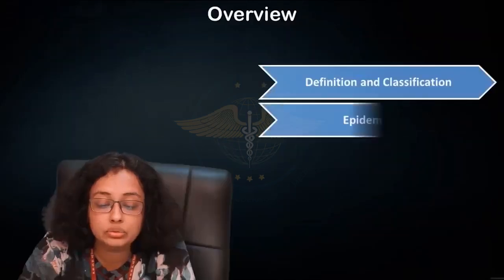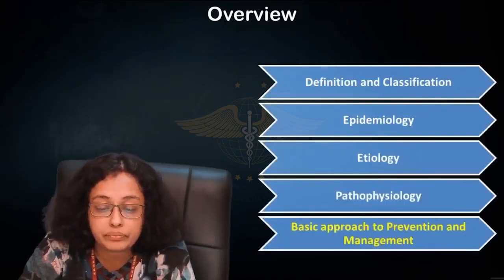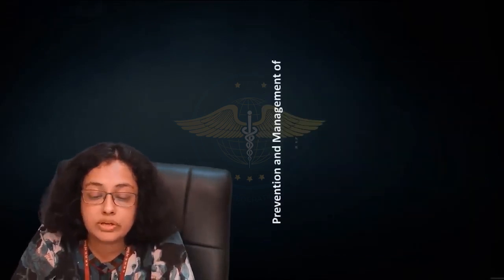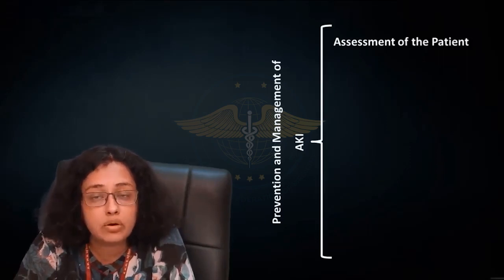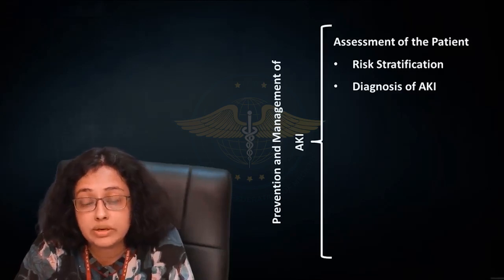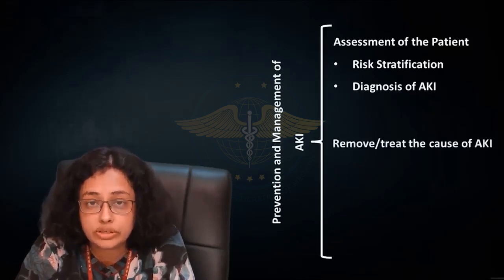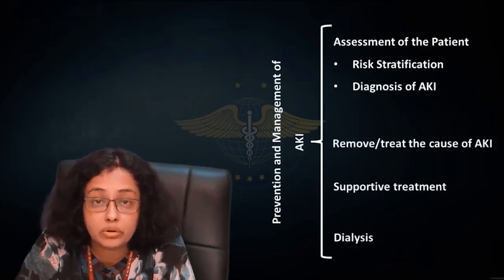And finally, we come to the basic approach to prevention and management of AKI. So when we talk of prevention and management, we look at assessment of the patient. For the first time we see the patient, they may or may not have AKI. We need to do risk stratification and diagnosis of AKI. Once we have diagnosed or identified the risk factors, we need to remove or treat the cause of AKI, give supportive treatment, and then the patient may or may not require dialysis or renal replacement therapy.